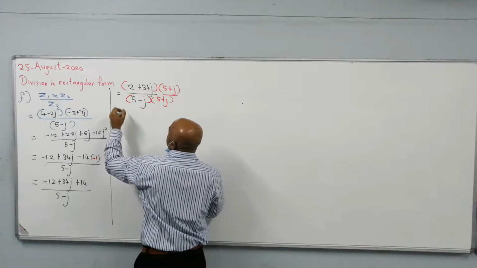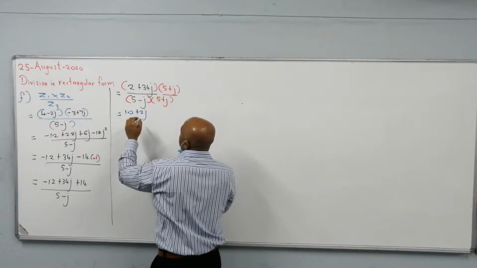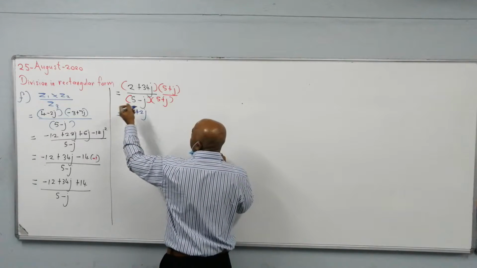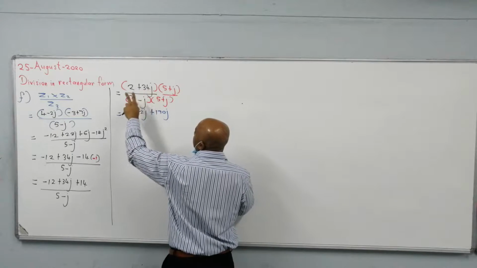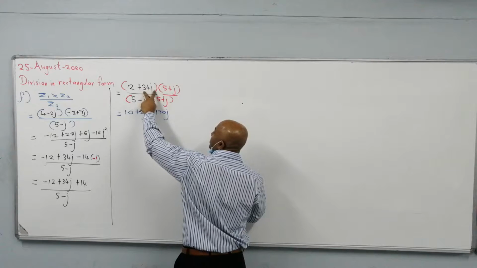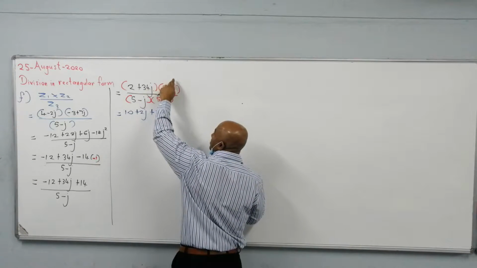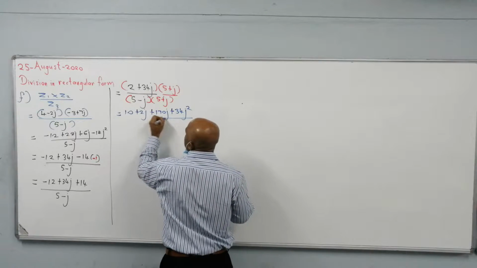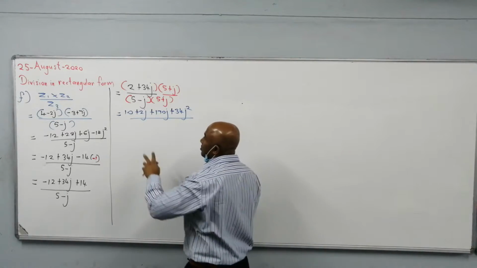2 times 5, that will be 10. 2 times j, that will be 2j. Then 34 times 5, 150, 170, correct. That will be plus 170j. 34j times j, that will be 34j squared.